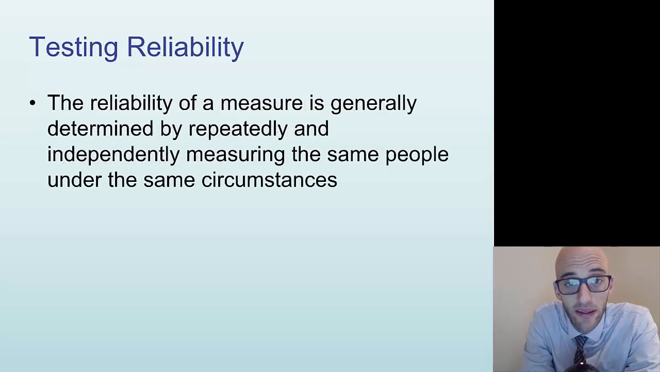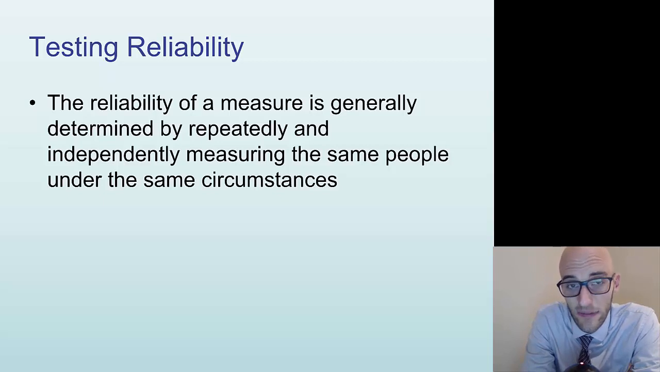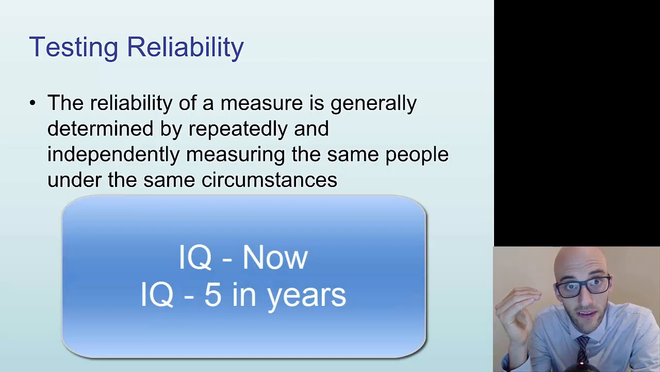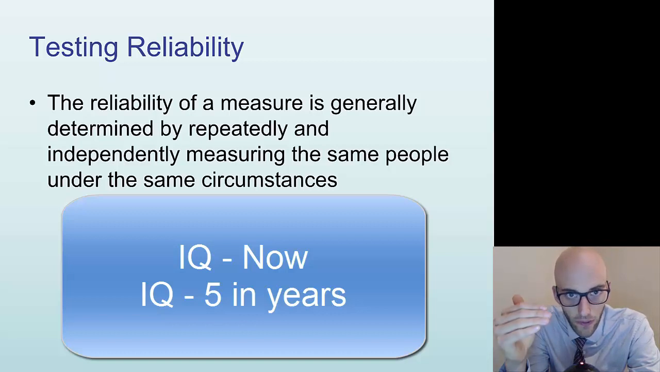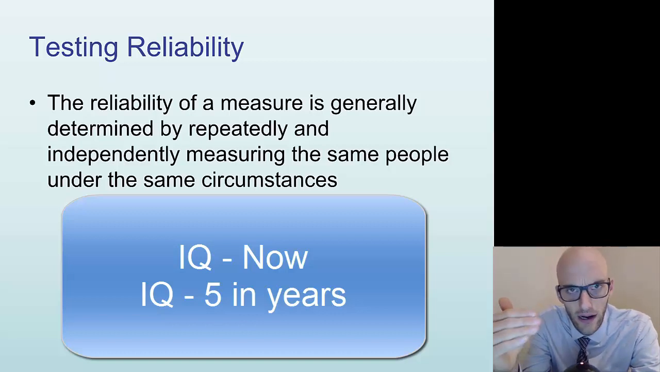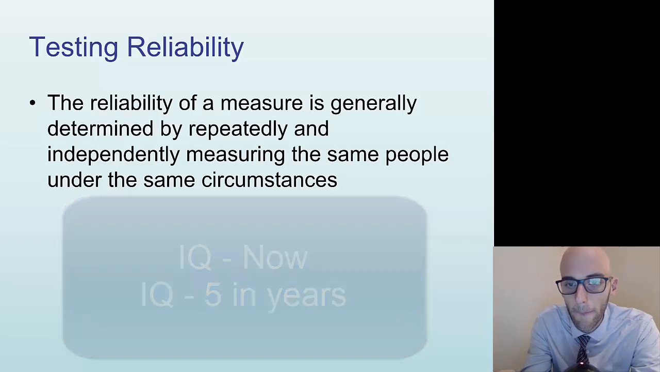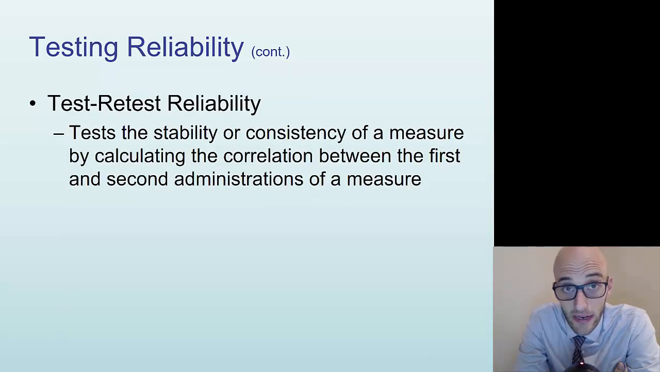So in order to test reliability, it's generally determined by repeatedly measuring the independent variable. And if we're going to be using a standardized measure, it would be the same people under the same circumstance. So if you were to measure intelligence, you might give somebody an intelligence test now and maybe 5 years down the road and see how consistent their responses are, or how consistent their score is. Similarly to the different types of validity, there's different types of reliability.